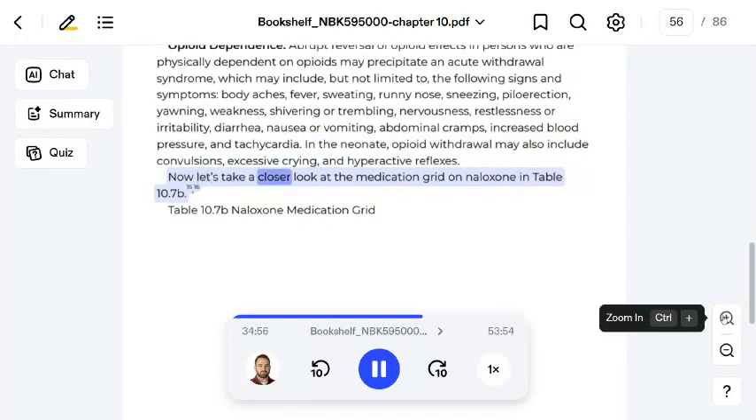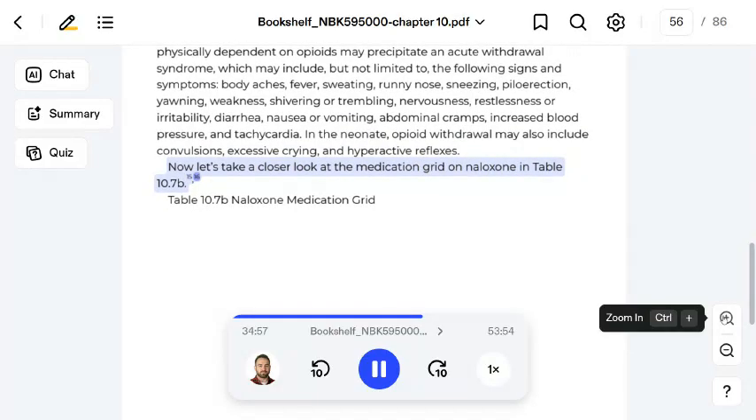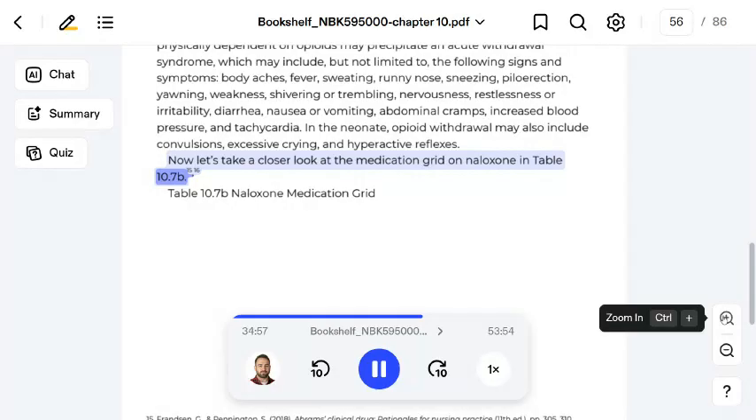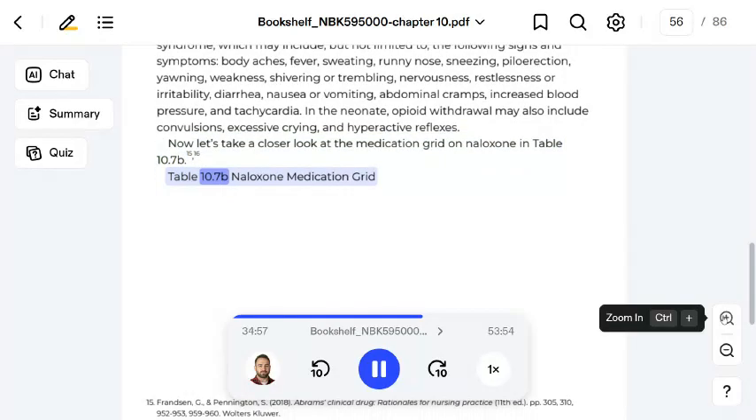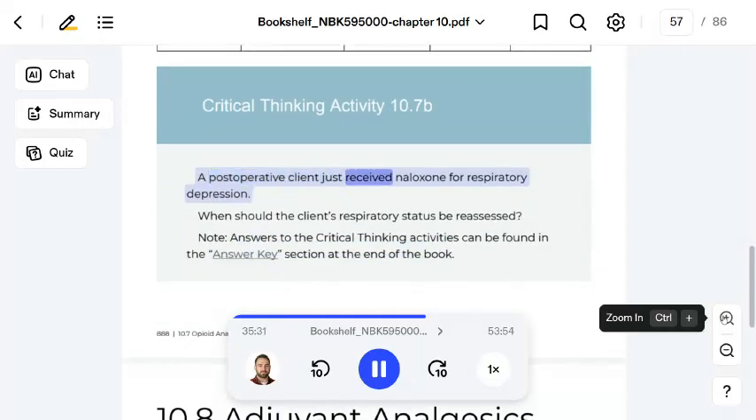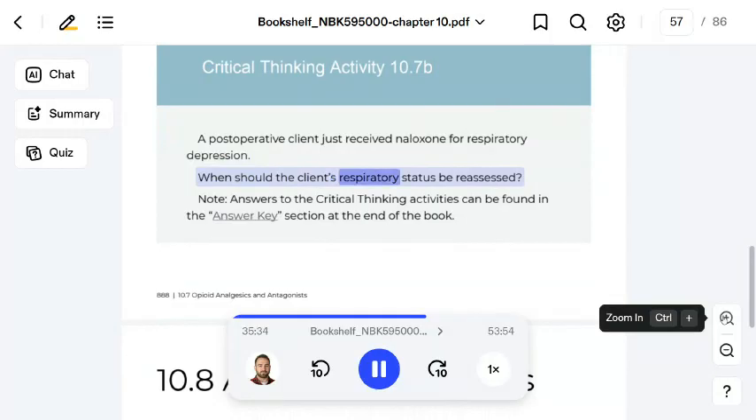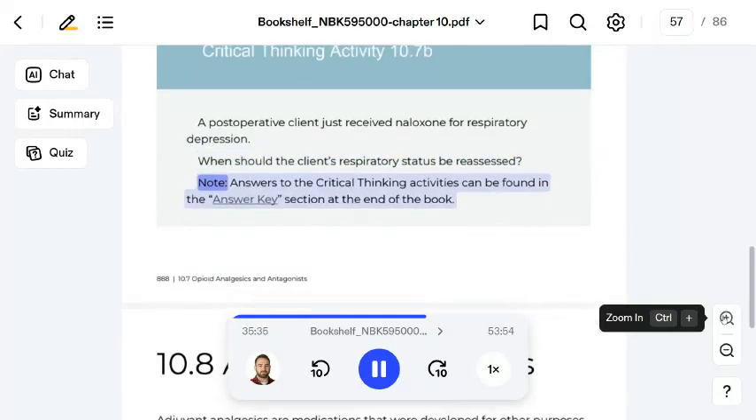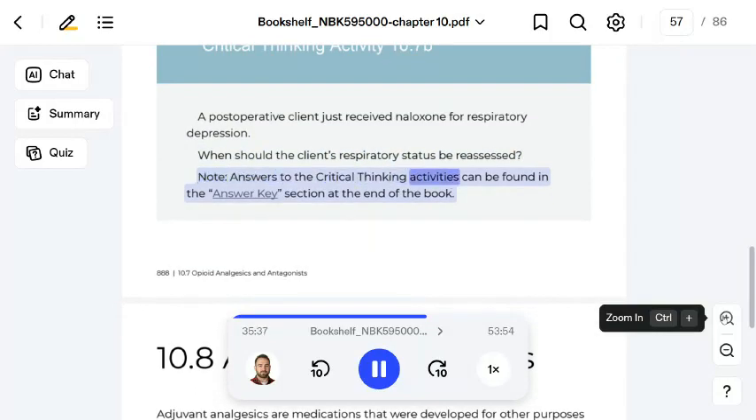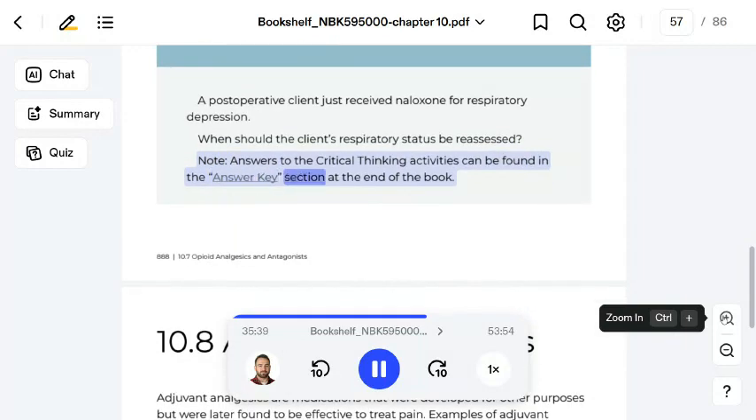Now let's take a closer look at the medication grid on naloxone, in Table 10.7. Table 10.7, naloxone medication grid. A postoperative client just received naloxone for respiratory depression. When should the client's respiratory status be reassessed? Note: answers to the critical thinking activities can be found in the answer key section at the end of the book.